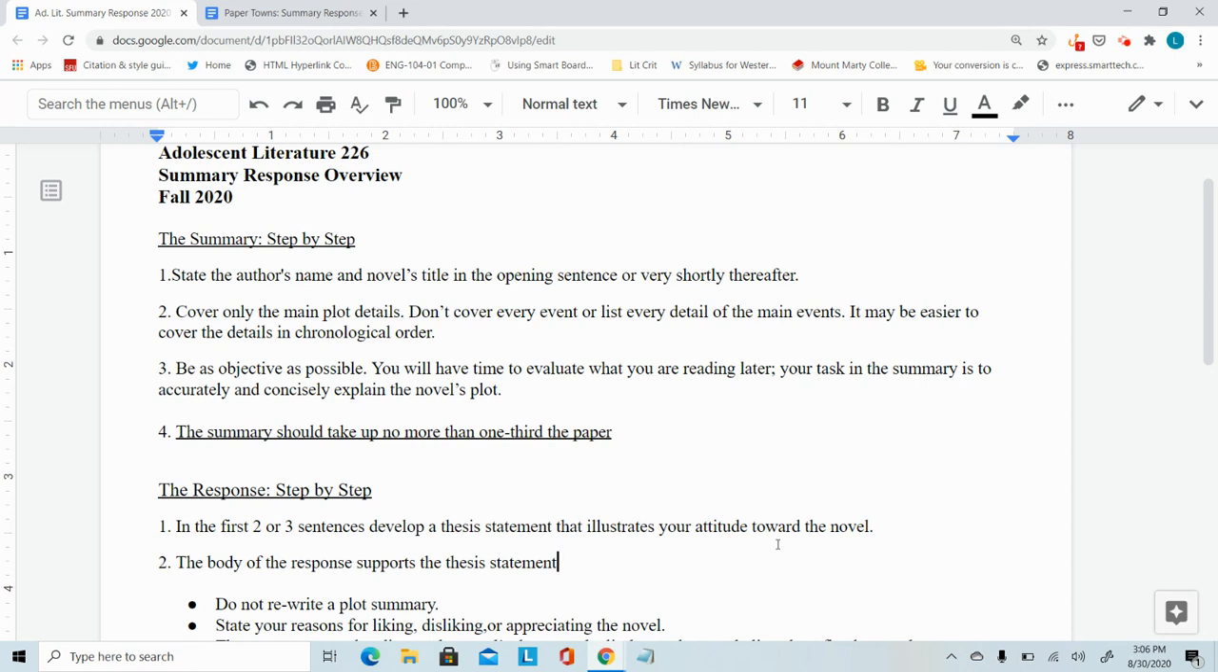In the summary, you should be objective. You can evaluate things later. Accurately and concisely explain the novel's plot. Accurately and concisely describe the characters. That's about it. And number 4 is key. If you're writing a 3-page paper, the summary should be 1 page. If you're writing a 2-page paper, the summary should be 2/3 of a page. 1/3 of the paper is summary, 2/3 is response.